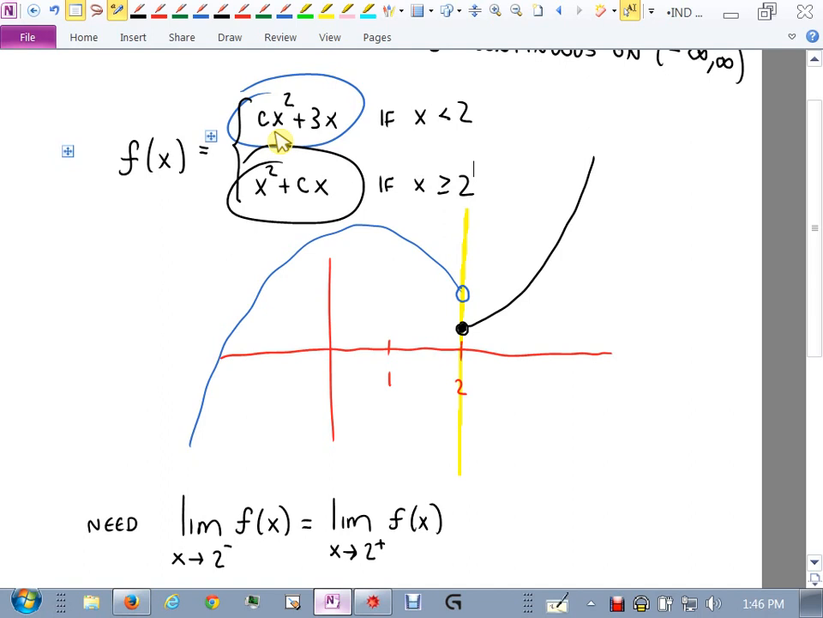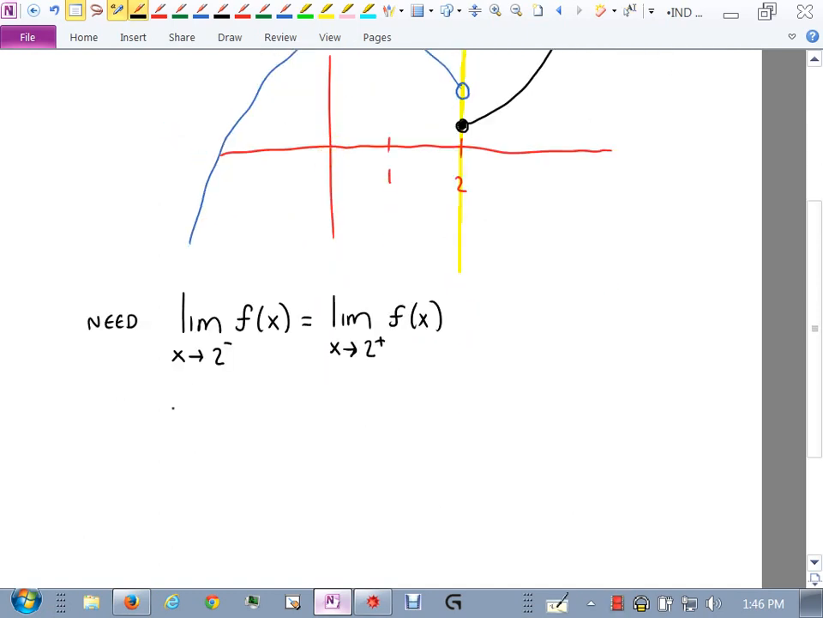Replace it. We're doing a direct substitution, right? Replace x with 2. It would become what? 2 squared, so 4c plus 6, right? So I'm doing c times 2 squared plus 3 times 2. And also notice I'm working this side down, and I'm going to work both sides of the equation down. That's the way we work these problems. So I need this to be equal to what?